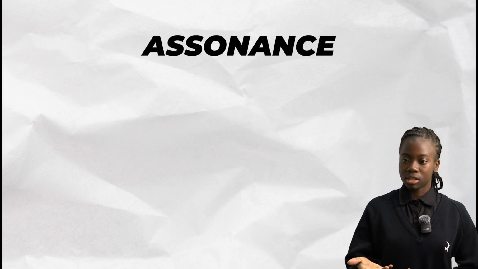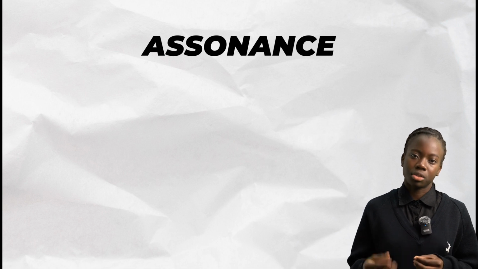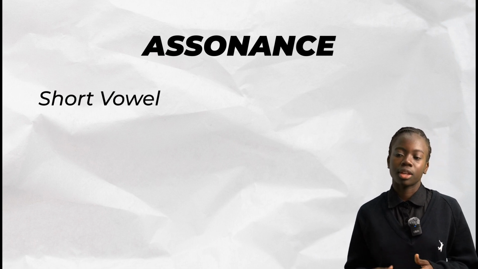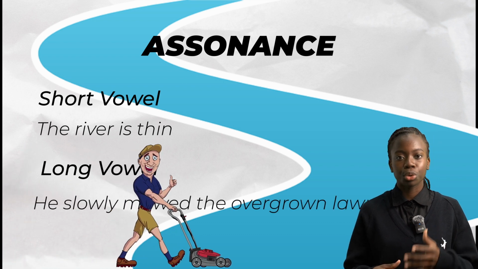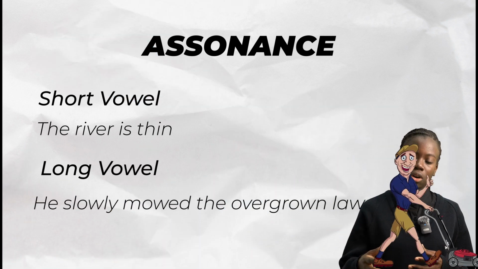The second one would be assonance, the repetition of vowel sounds. In the short vowel, you would say the river is thin. In the long vowel, we say he slowly moves the overgrown lawn.